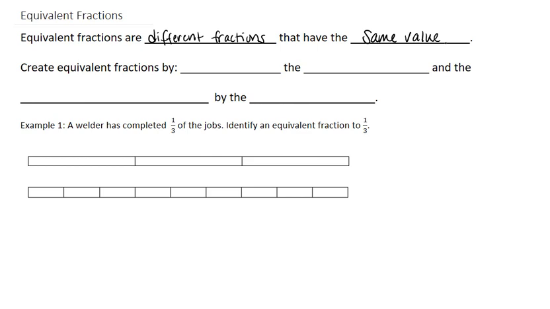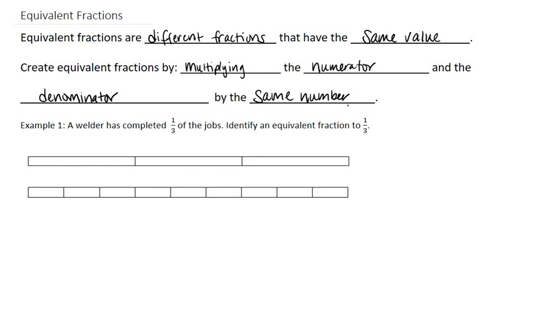And so we can create equivalent fractions by multiplying the numerator, or the top number, and the denominator, so the bottom number, by the same number. As multiplying a fraction, say 2 over 2, does not in fact change it, because you're really just multiplying it by 1.